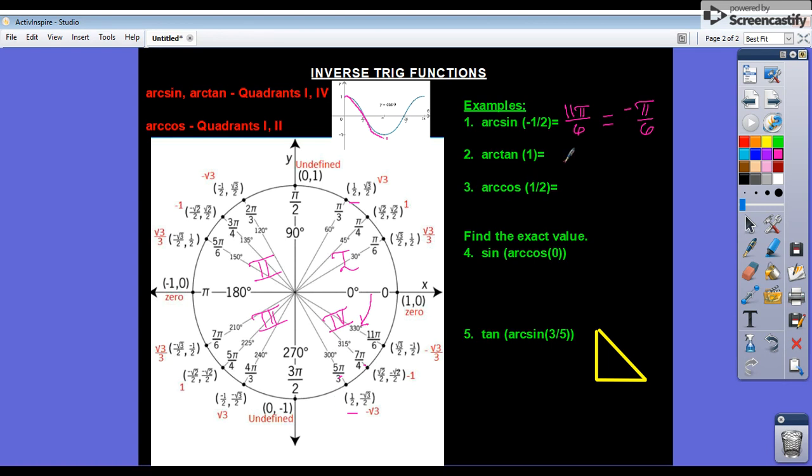For arctangent of 1, first of all, I'm going to look at inverse tan and note that it's also restricted to quadrants 1 and 4. So I'm restricted from here to here, from quadrant 1 to quadrant 4. For tangent, where does the tangent value equal 1? Remember, tangent is the value that's by itself, and tangent is positive in the first quadrant. It would be 1 right here at pi over 4.